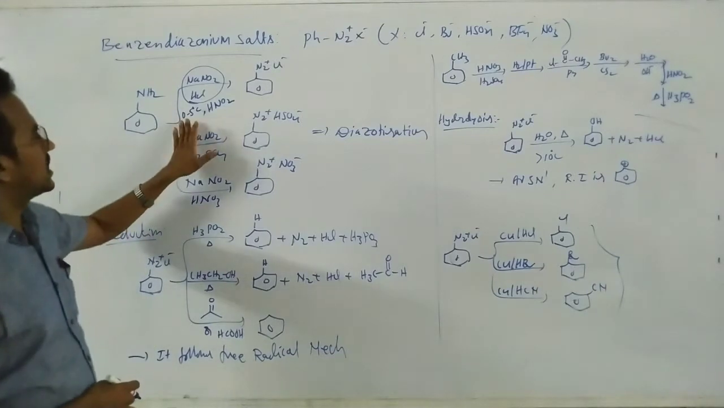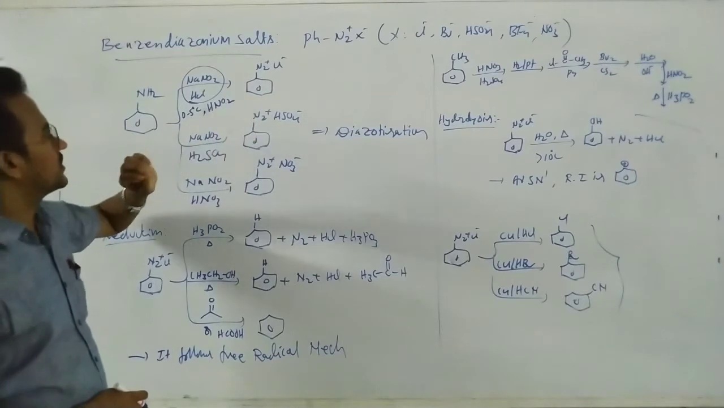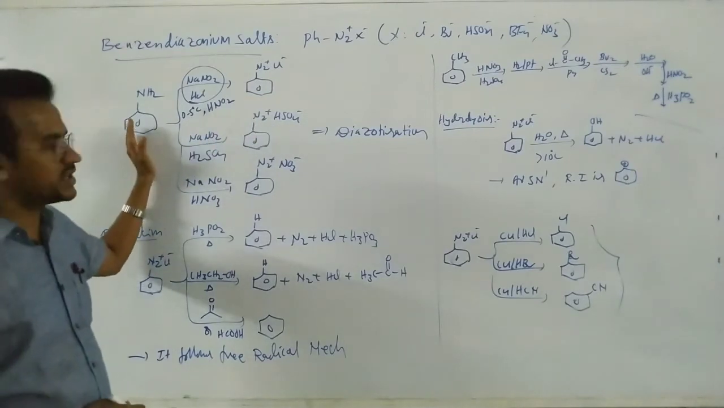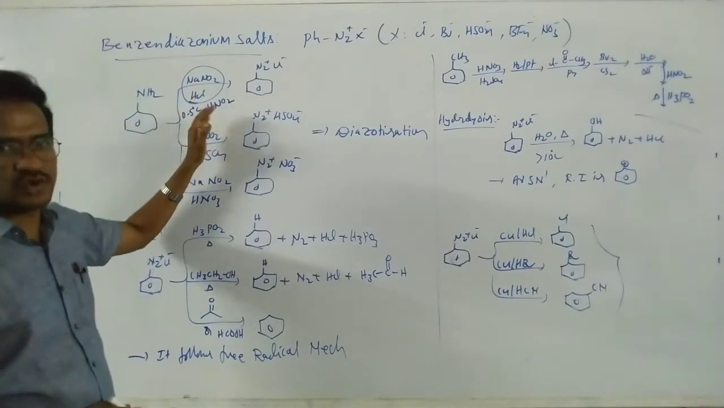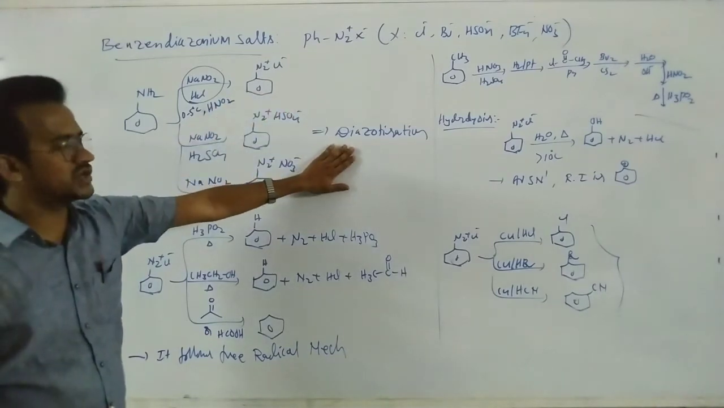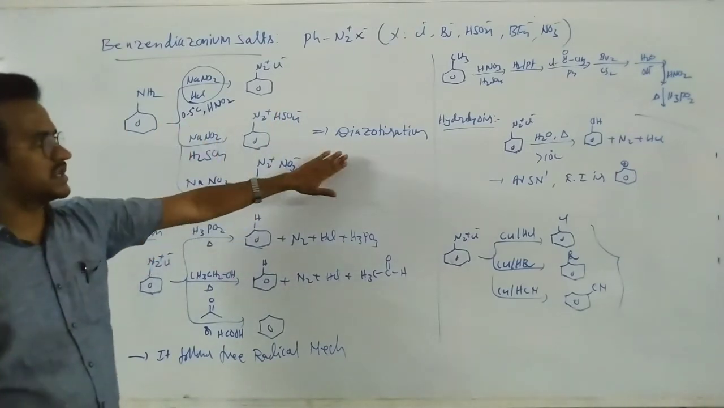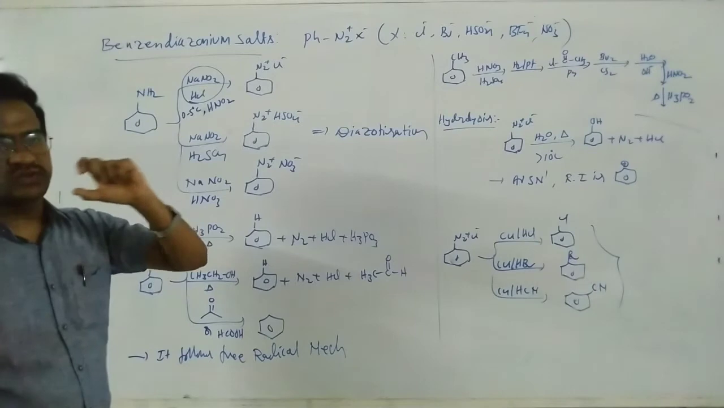Okay. So in this case, at 0 to 5 degrees centigrade, this is the product, benzene diazonium salt. The conversion of aniline by treating with NaNO2 and HCl at 0 to 5 degrees centigrade into benzene diazonium chloride is known as diazotization. The formation of the diazonium salt from aniline is known as diazotization. Okay, 2 marks question for IPA.